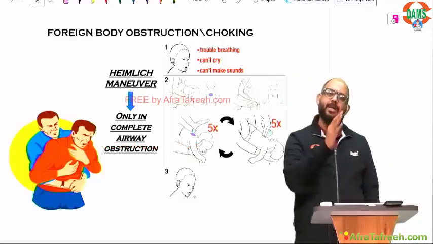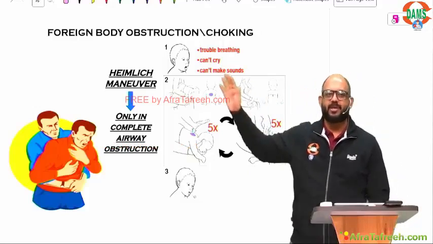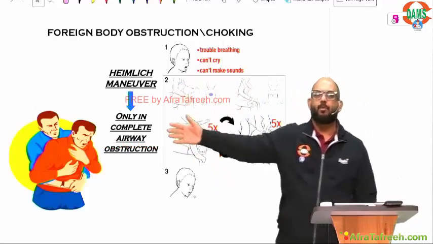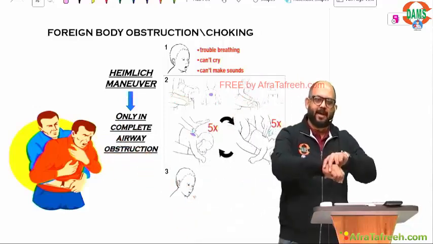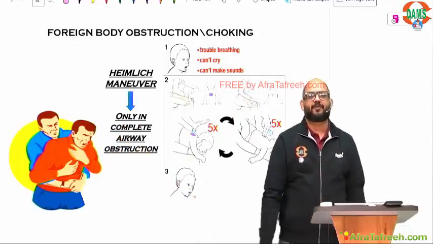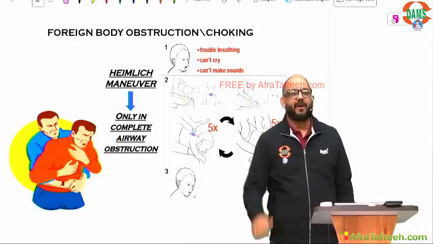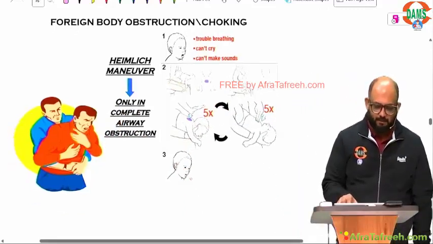You will only treat complete foreign body obstruction, in age group less than 1 year, more than 1 year. More than 1 year, you give Heimlich's maneuver, go behind the back, make a fist, give subdiaphragmatic thrust. Less than 1 year, 5 back blows, 5 chest compressions.